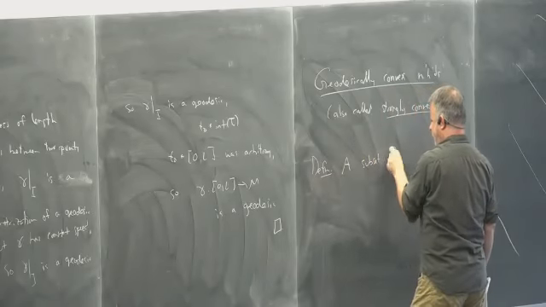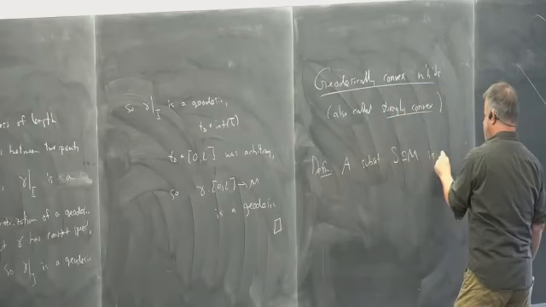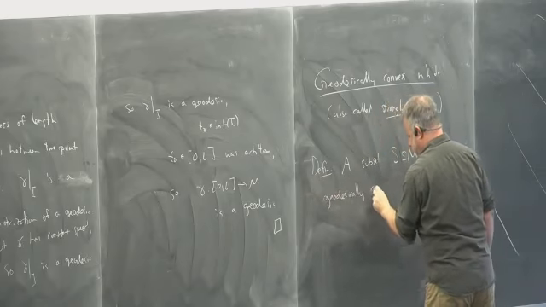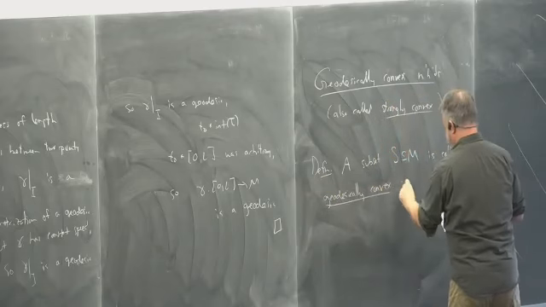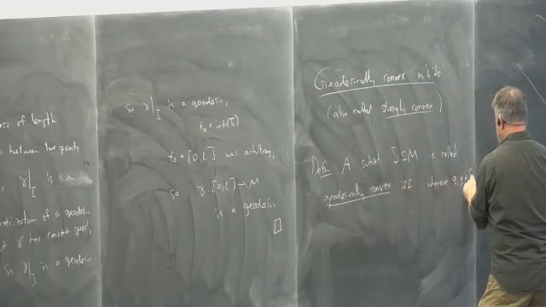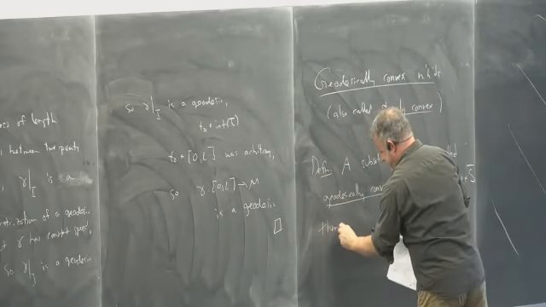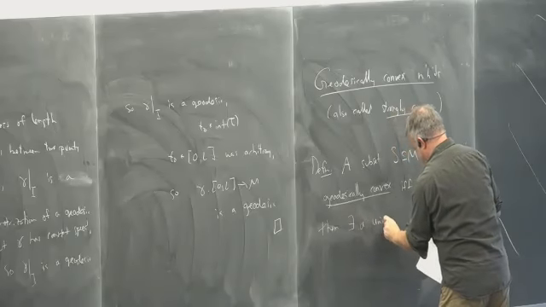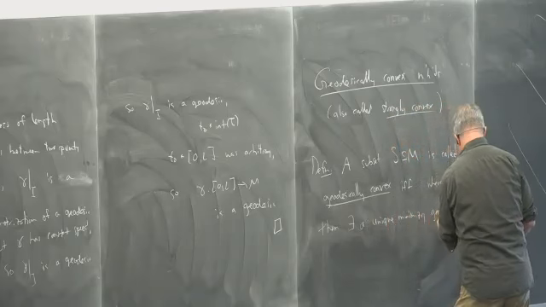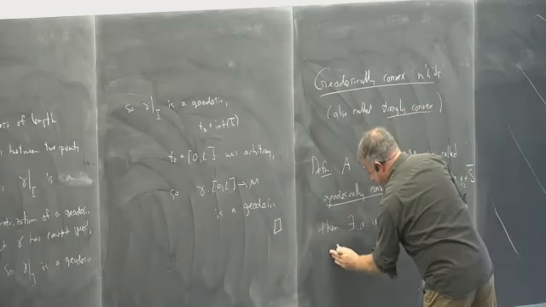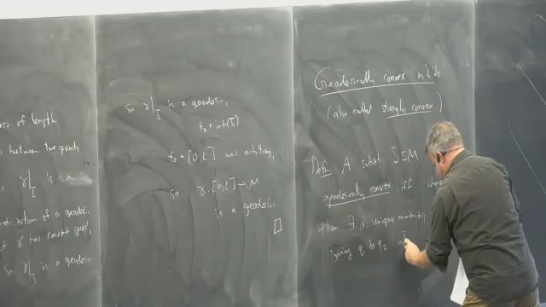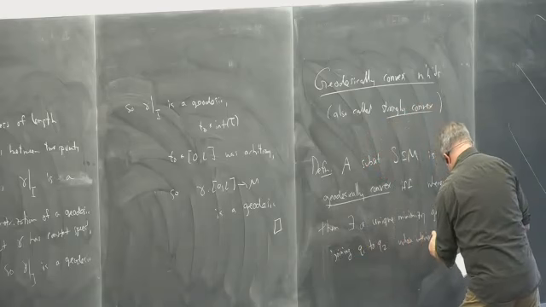So a subset S of our Riemannian manifold is called geodesically convex if and only if, whenever Q1 and Q2 are in the closure of S, then there exists a unique minimizing geodesic gamma joining Q1 to Q2, whose interior is contained in S.